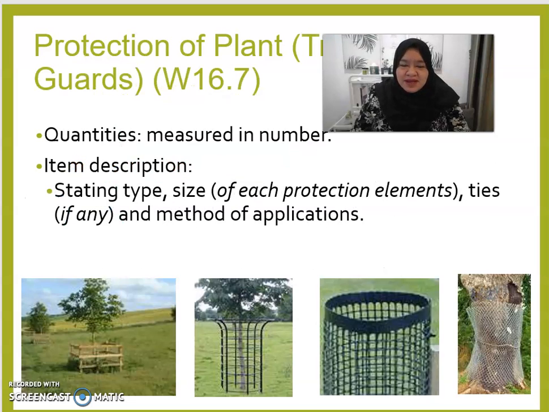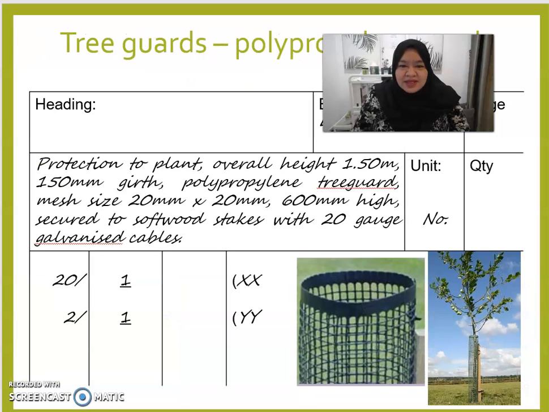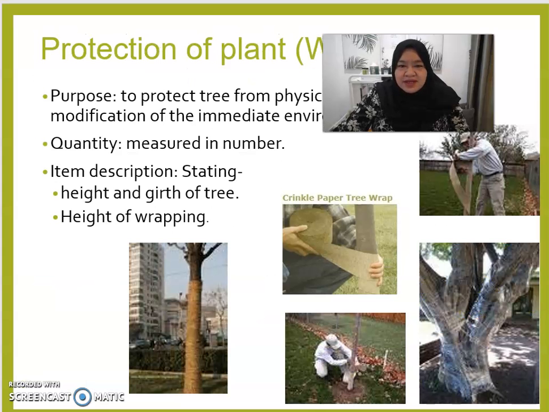Okay, protection of plants, tree guards, you can refer to 16.7. It says that protection of plants, for example, tree guards, spray shall be enumerated stating the size, height, girth of tree, or spread of plant, height of wrapping. So it should be mentioned clearly in your description. It is measured in number. Okay, example of protection of plant.